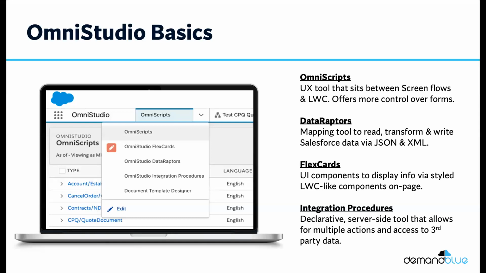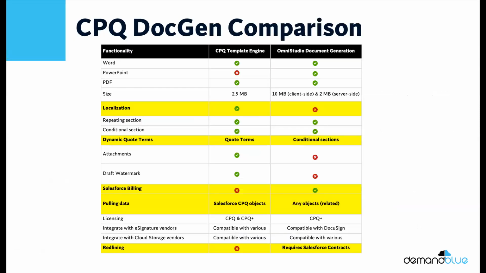And then integration procedures probably deserve coverage all on their own. This is a server-side tool that lets you build API calls. You can access third-party data, and in the Revenue Cloud world, that's usually an ERP system of some kind, a financial system of record. So that's just a broader overview of what OmniStudio is and includes. I know there's some good content out there that goes in depth on some of those, and we hope to do that as well in the future.